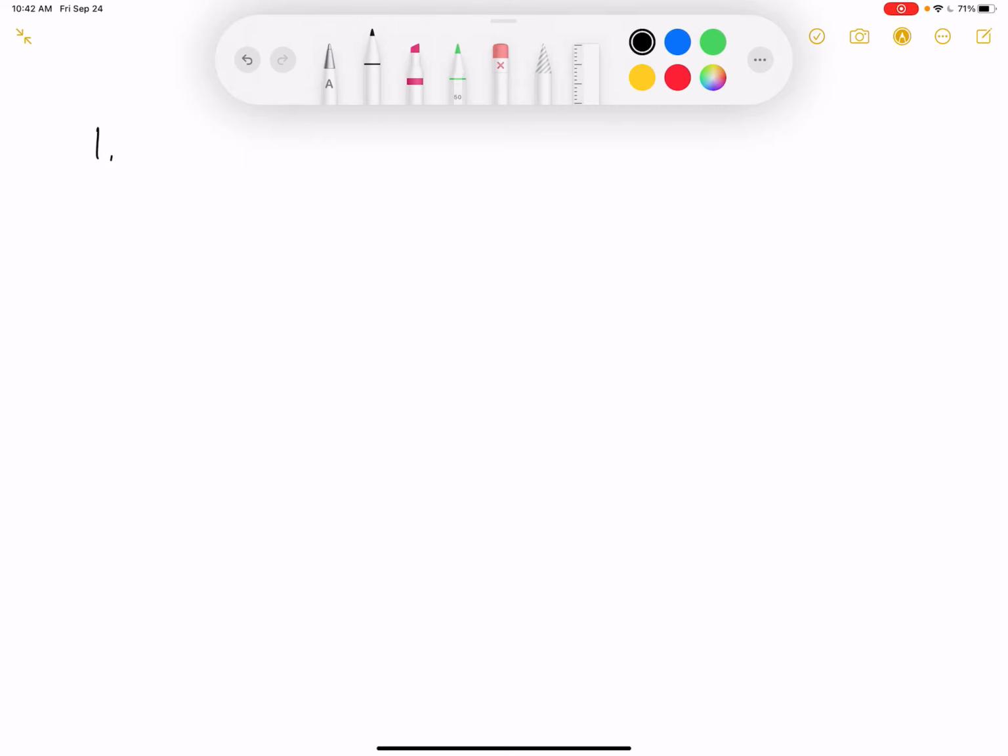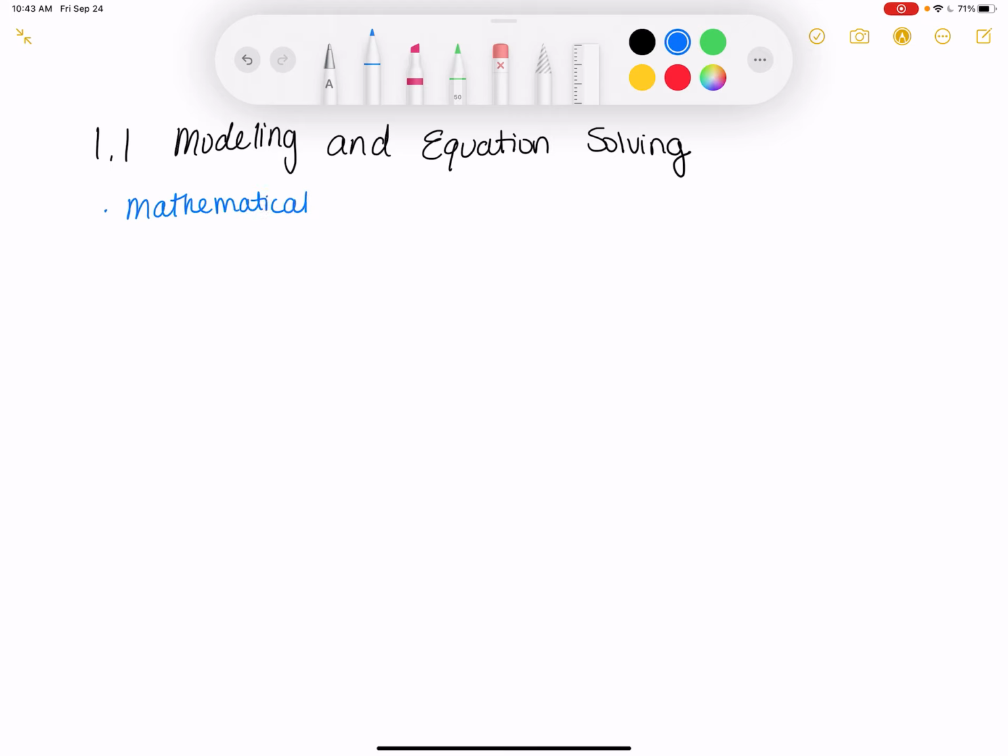All right, so 1.1 is modeling and equation solving. I will say this is going to have a lot of definitions in it. So the first one is a mathematical model. Basically the definitions are going to be the different types that we'll see.